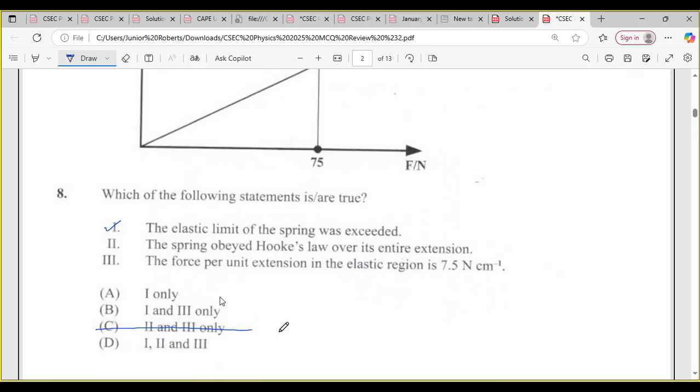Right, like that. Number 2 now says that the spring obeyed Hooke's law over its entire extension. Now, if we agree that 1 is true, that the elastic limit was exceeded, then the spring will not obey Hooke's law over the entire extension. So this is false. So we can take out option 2. So anywhere we see 2, let's just cross it out. Right?